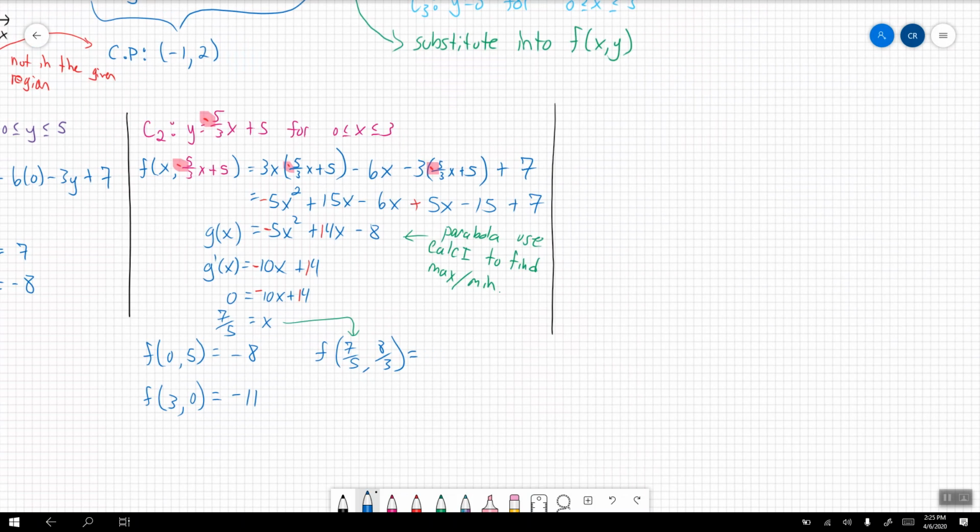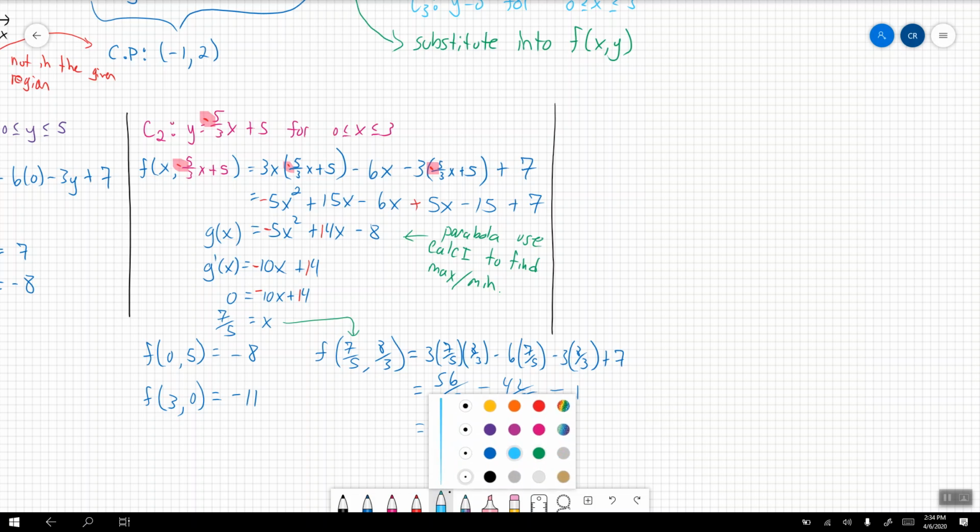All right, let's see, this is going to be 3 times 7/5 times 8/3 minus 6 times x minus 3 times y plus 7. There we are. All right, so at the end I get something along the lines of 9/5. All right, nice. Now let's check out curve number 3.